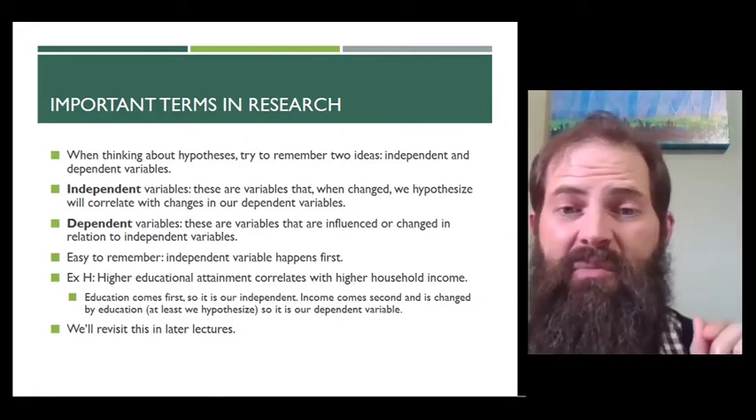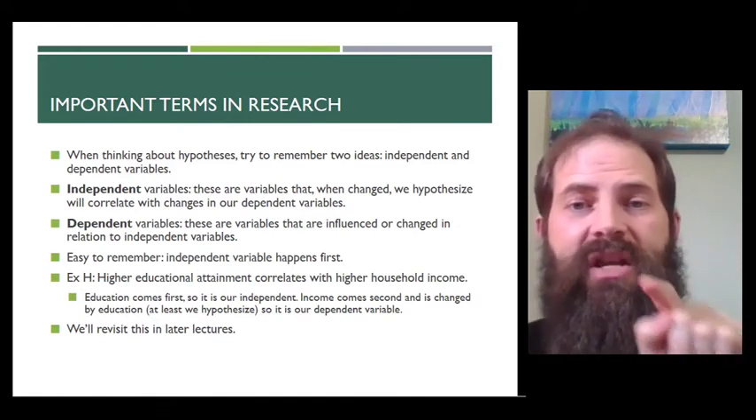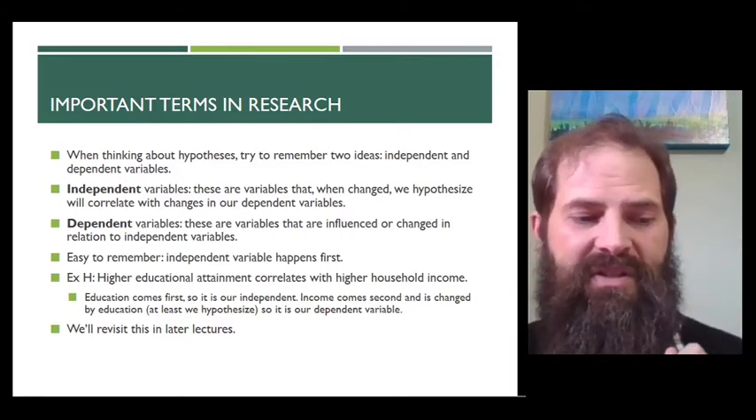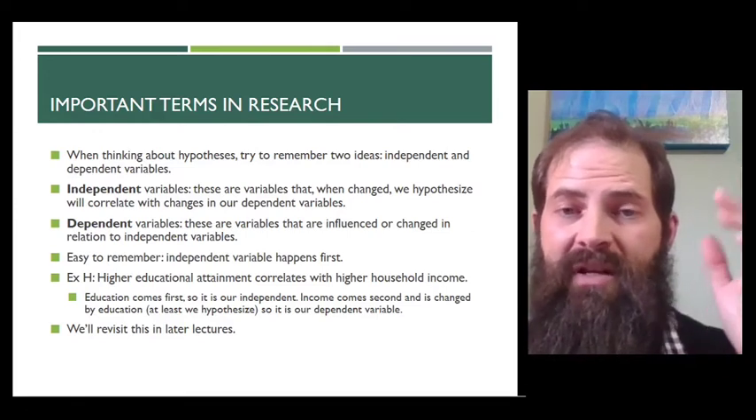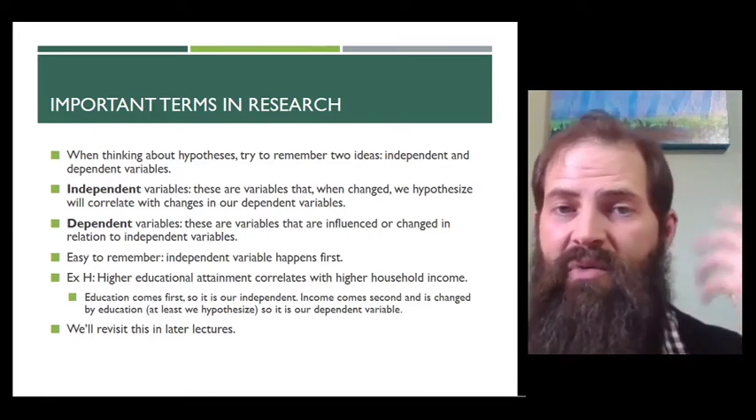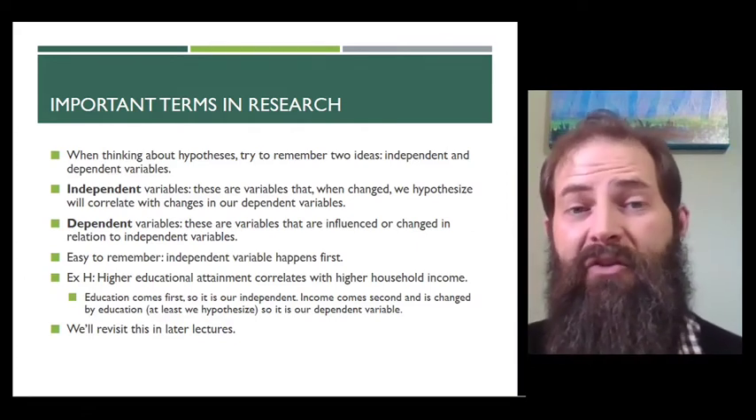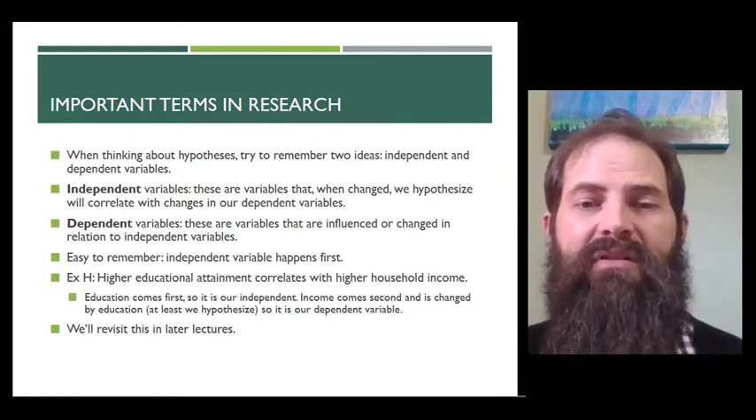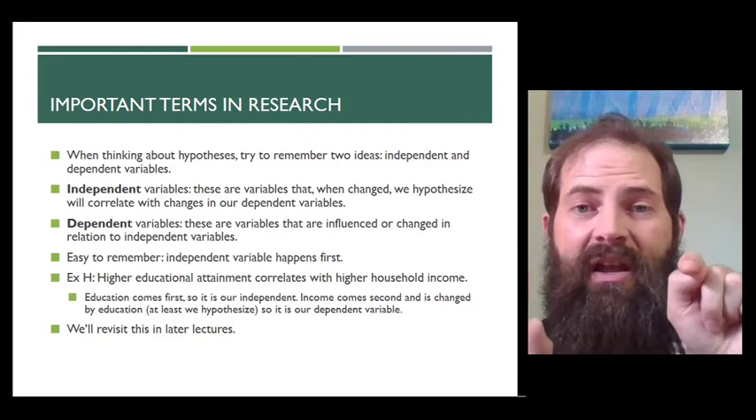An independent variable is a variable that, when it changes, we hypothesize will create change in a different variable. So let's pretend I'm studying educational attainment. And I think that as I increase educational attainment, as people in an area get smarter and more educated, that will change some other variable. That other variable is what we call a dependent variable. A dependent variable is a variable that we think will be changed when we change another variable.